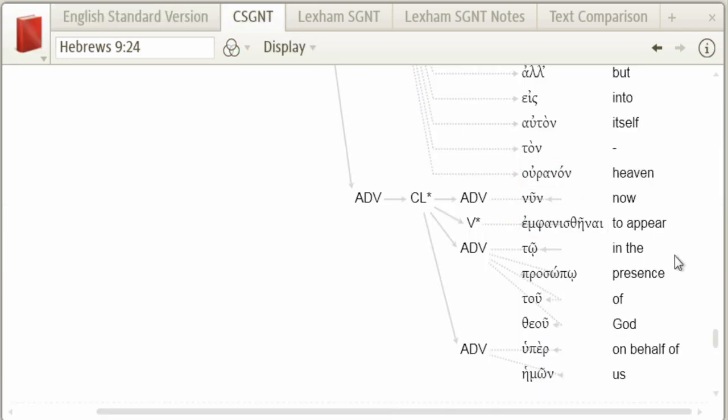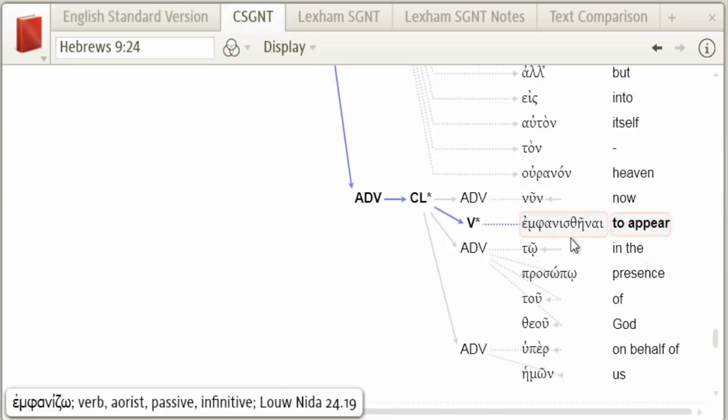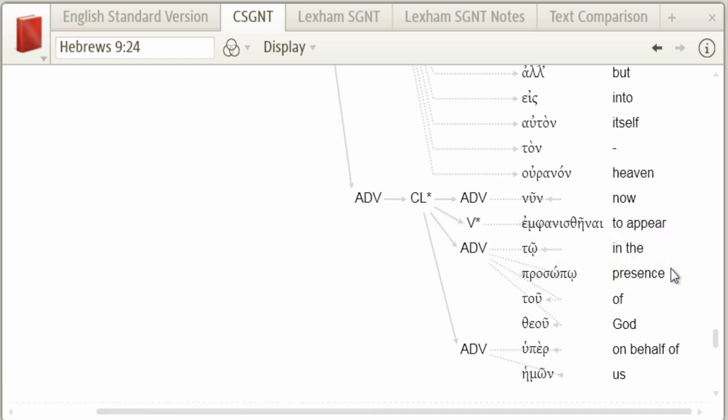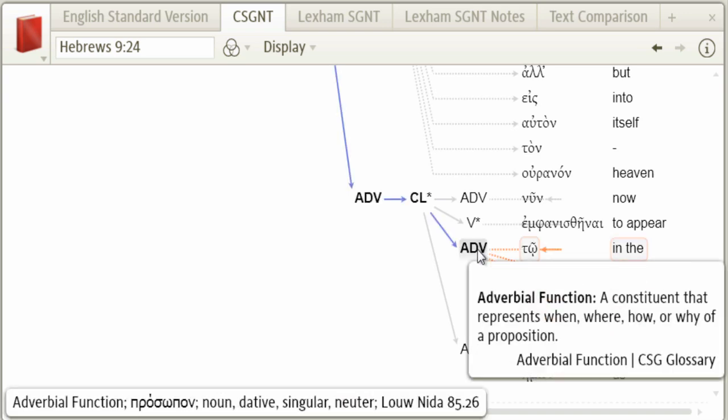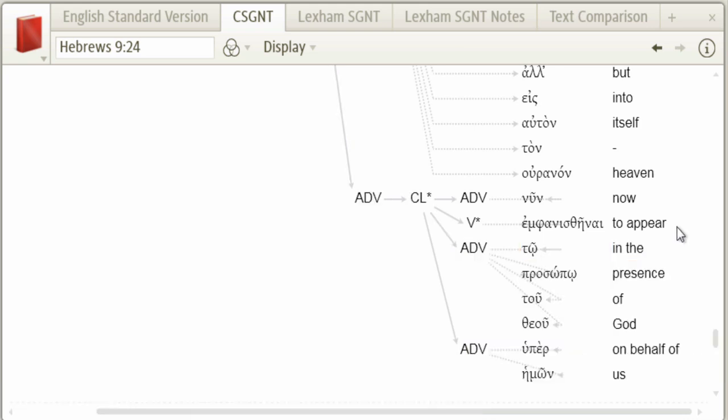And here are the words we're looking at. Emphanestheni to prosopo. To appear in the presence. And you can see that the annotation here isn't that of indirect object, but of adverbial function. It tells us something more about the when, where, how, or why of a verbal action. In other words, where does he appear? He appears in the presence. This adverbial phrase here tells us something more about this verbal action.